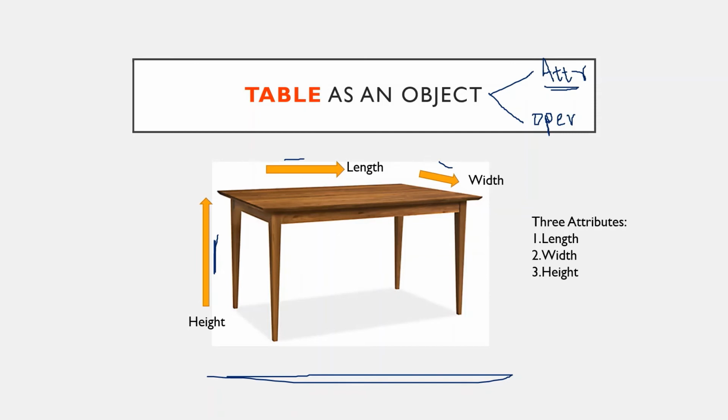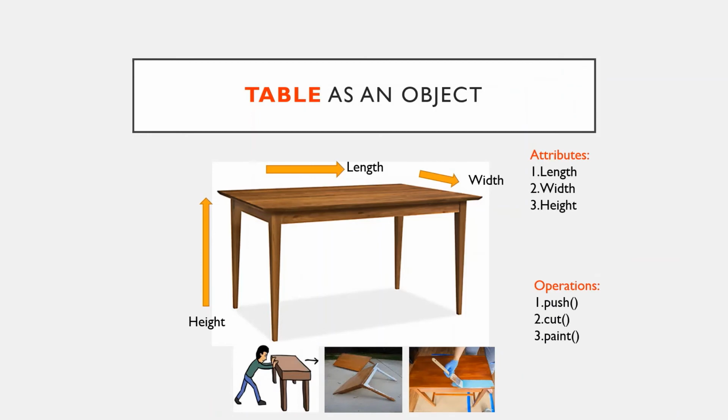For example, if the length is 400 centimeters, so all these things we can give some values, like width also, like height, you can give some value. So these are called attributes of an object.